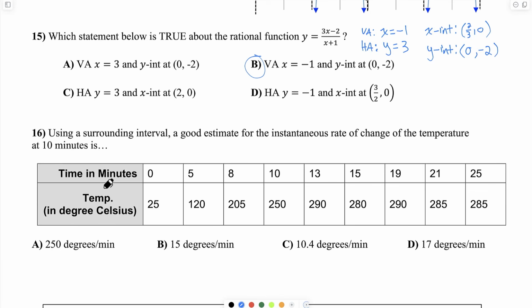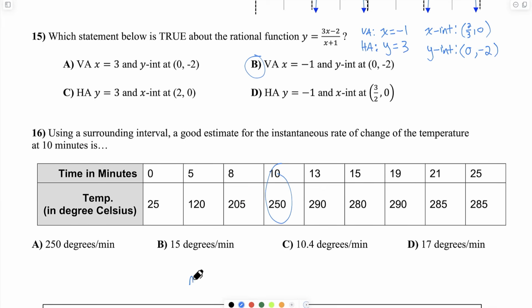Number 16 says, using a surrounding interval, a good estimate for the instantaneous rate of change of the temperature at 10 minutes would be, well, if I want to use a surrounding interval like the question implies, I would need to look at the information before 10 minutes and the information after 10 minutes and find the average rate of change between those 2 points. So let's find the average rate of change between 8 and 13 minutes.